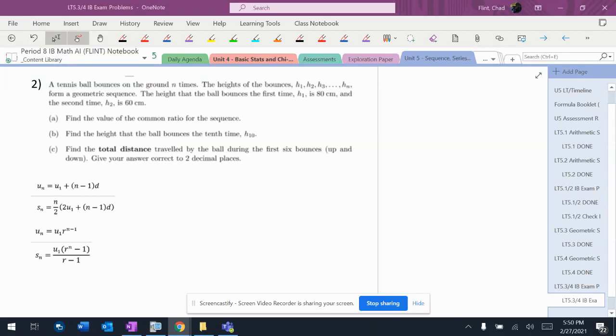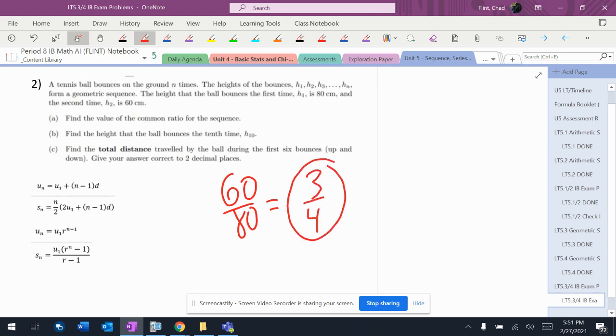We have a tennis ball bouncing on the ground. It goes 80, and then it goes 60. It says it's a geometric sequence, so it says find the common ratio. It's 60 over 80, which is going to give me 3/4 if I reduce it in the calculator, or you can use 0.75. So that's the ratio.